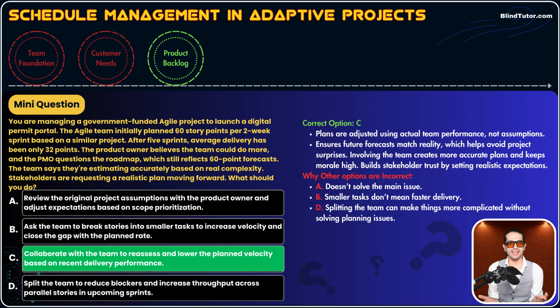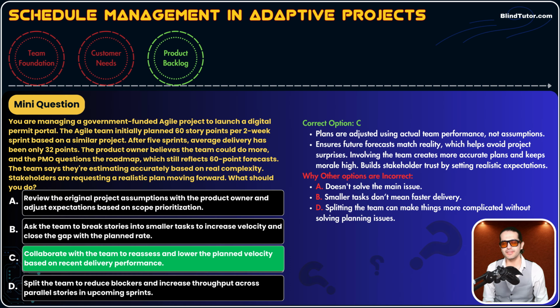Option A, reviewing original assumptions, sounds like a correct one, but if you dig in, you may notice that it doesn't resolve the actual problem. What did you do about the product roadmap? Scope prioritization has nothing to do with it. That's why option A, although a very good option, we don't go with that.